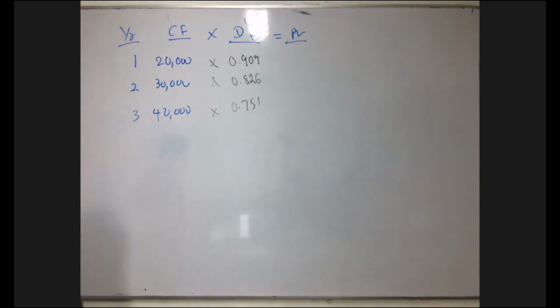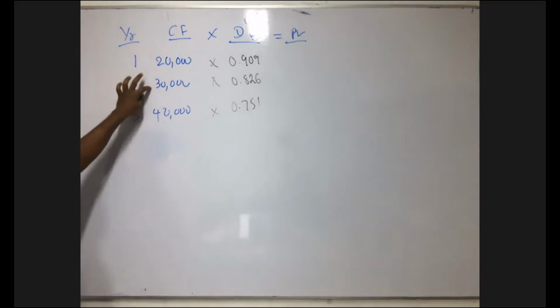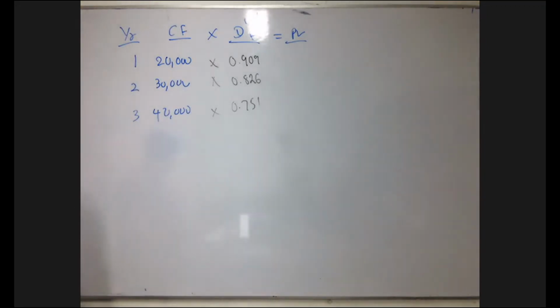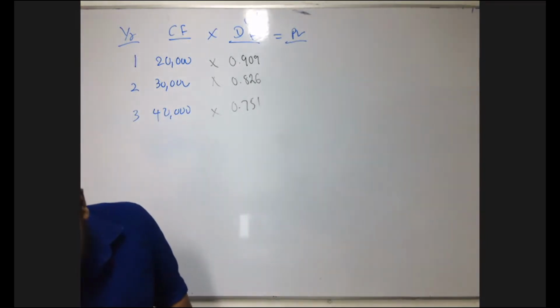Quickly do it, guys, and give me the answer. These are the cash flows: 20,000, 30,000 and 40,000. Quickly calculate the present values and give me the total, the final answer.